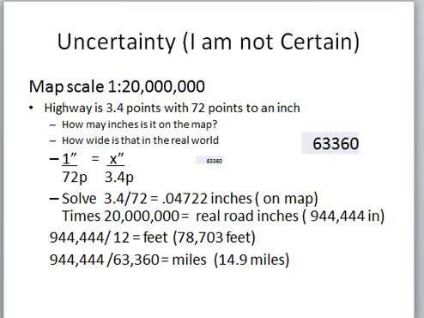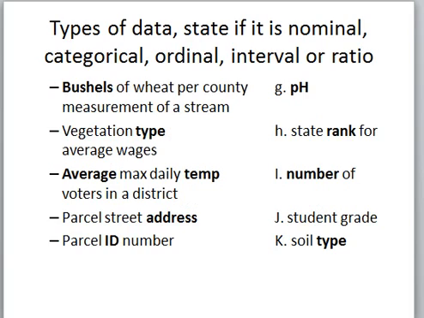So that was, and I guess you could have figured that out, but I found it kind of tricky. I don't know what she was going for with that. Okay, so this first one, she says types of data state if they're nominal, categorical, ordinal, interval, or ratio. She means scale of measurement, but she doesn't say that.